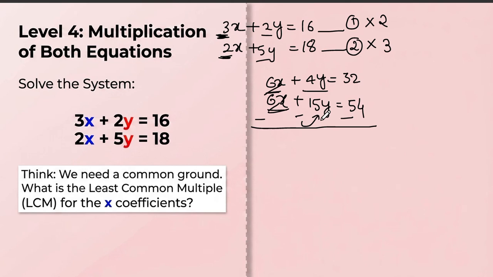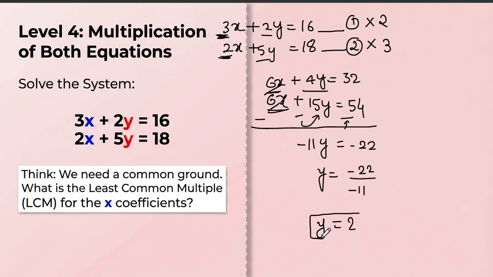4y minus 15y, we have to consider the new sign. So 4y minus 15y is nothing but minus 11y, is equal to 32 minus 54. If you do 32 minus 54, we get minus 22, with the sign of the greater number. So y is equal to minus 22 upon minus 11. Minus minus will get cancelled, 11 2s are 22, so y is equal to 2.